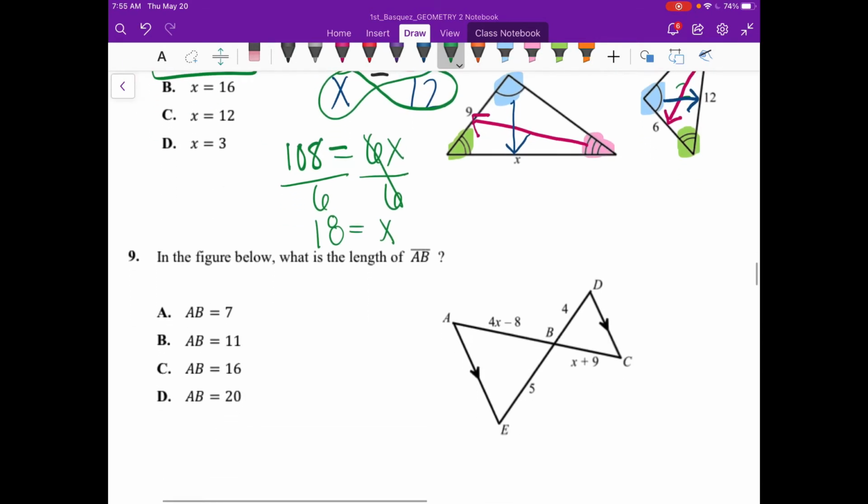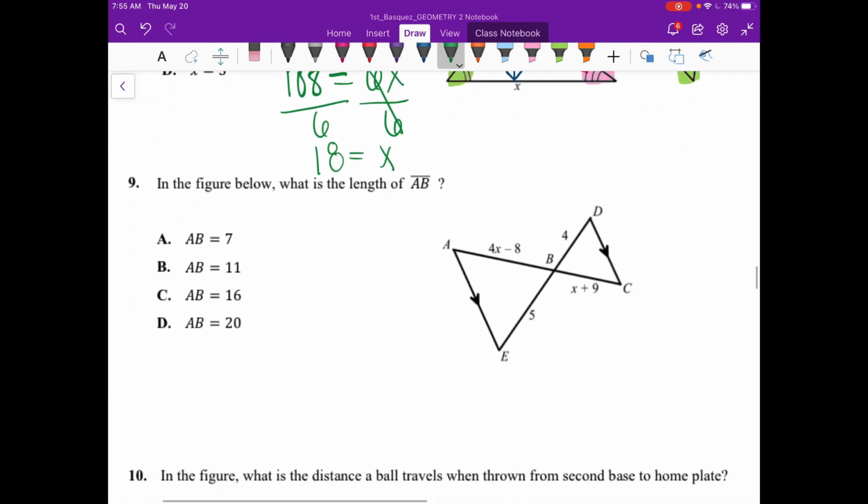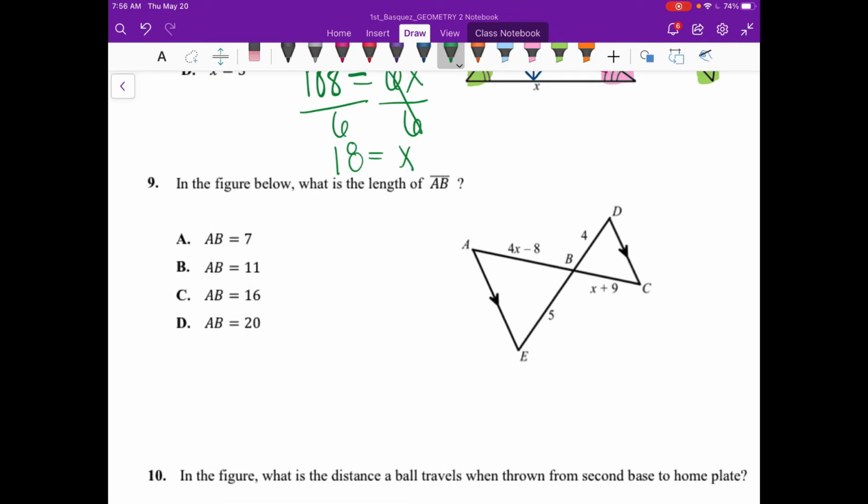Going on to number 9. I have two other triangles that are congruent to each other. I'm going to focus here on the 4x minus 8 and the 5. So I'm going to set up another proportion very similar to the last problem, 4x minus 8 over 5, and we're going to set it equal to.